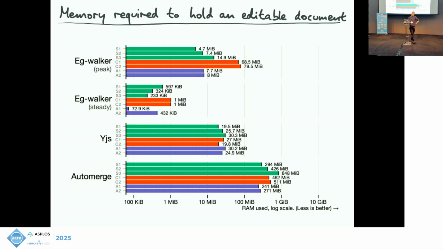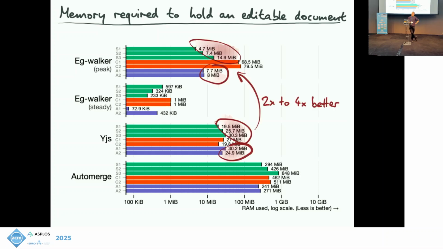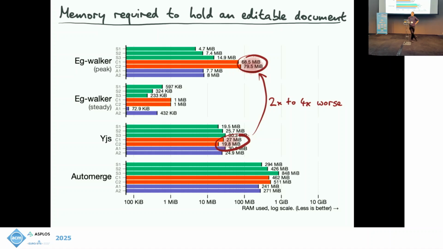Whereas in YJS and AutoMerge, there isn't really this distinction between peak and steady-state. They sort of require more or less constant memory use all of the time, and therefore we haven't split it up this way for those libraries. So if we compare YJS to Egg-Walker, it depends a bit on the trace. For some traces, Egg-Walker at peak uses 2 to 4 times less memory than YJS. But there are also some traces in which Egg-Walker takes 2 to 4 times more memory.